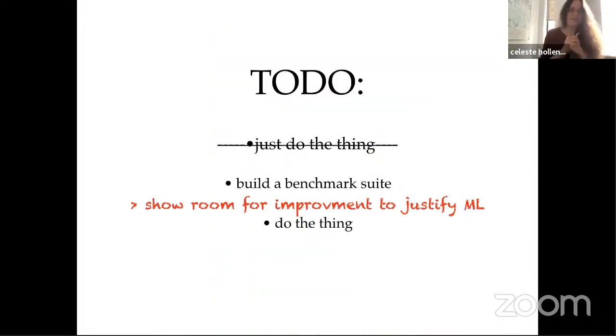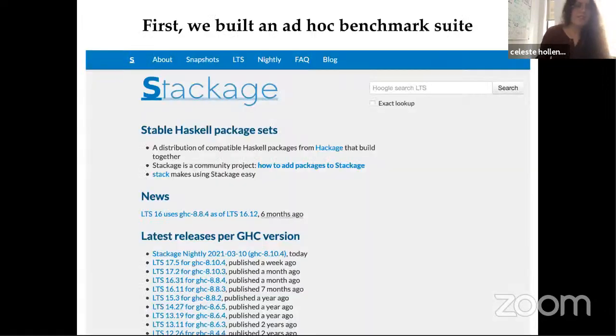All right, so here's my revised to-do list. I need to build a benchmark suite, and then I need to show some room for improvement and that there's some worthwhile speedup to be gained. And I also need to show that machine learning is probably advisable. And then I can do my thing. So first, to build the benchmark suite, I decided we want to somehow take packages from Stackage, because it seems like they will be representative of the real world.